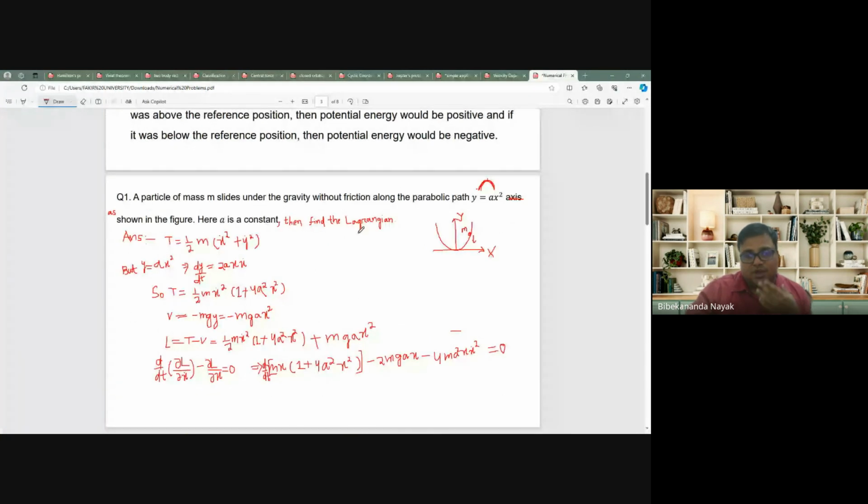Suppose one problem is given: a particular mass m slides under gravity without friction along the parabolic path y equals a x square. So the path is like this. Here we are going to find the Lagrangian. So how do you calculate it?